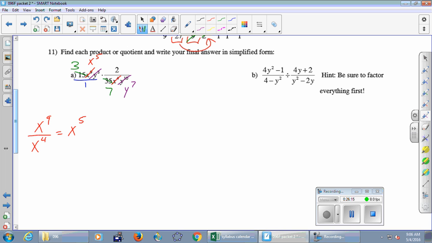Okay, so now that I've reduced as far as I can, I'm ready to do the easy multiplication straight across, which we never did before. So upstairs, I see a 3 times a 2, that's a 6. Copy the x to the 5th. Downstairs, 7y to the 7. Done.